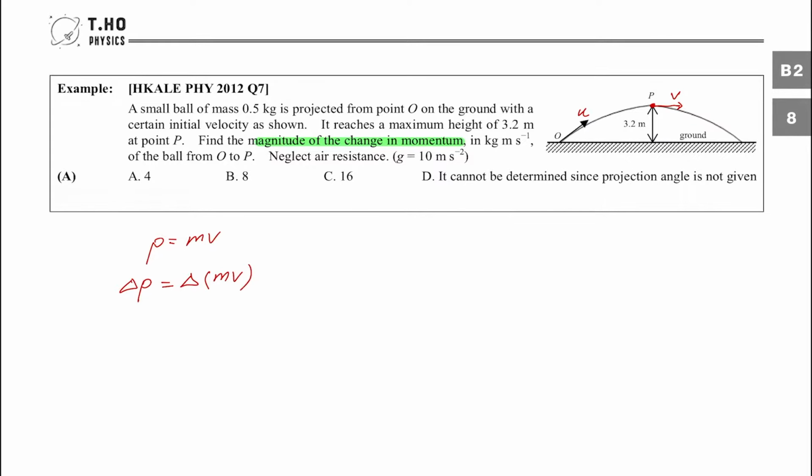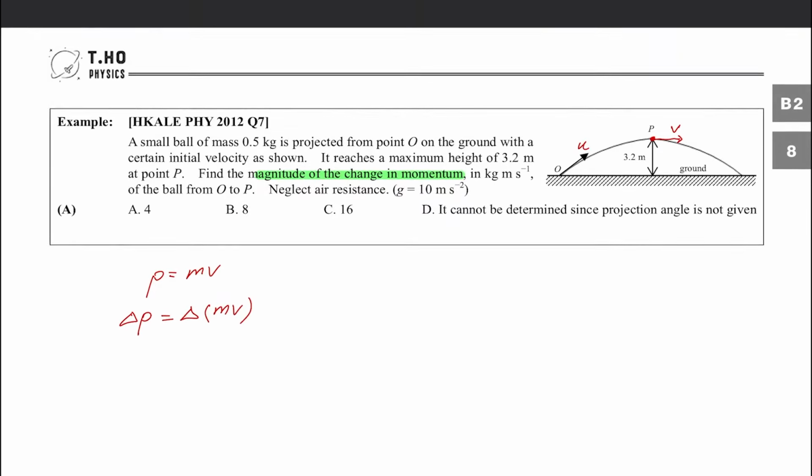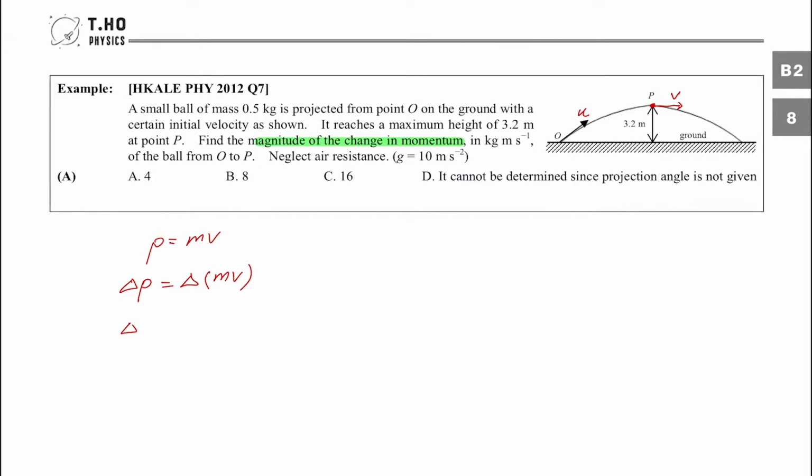However, because we are talking about the same ball, the mass will be constant. So the change in momentum can be expressed as mass times the change in velocity. We can see that when the ball goes from O to P, the velocity changes from u to v. We would like to see what the change in velocity, delta v, would be. If we put in delta v, we can then calculate the change in momentum.